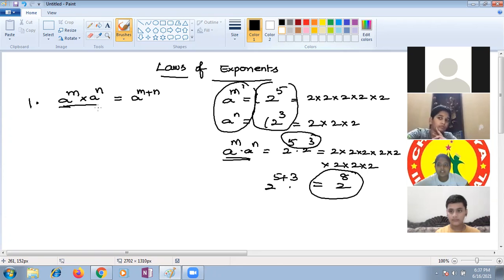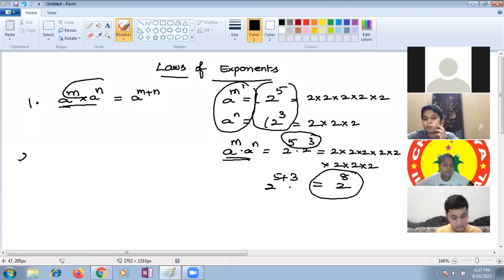So that means if bases are same in multiplication, we can add powers. That is the point you are supposed to remember. That is one law of exponent: a power m multiplied with a power n is nothing but a power m plus n. In multiplication, bases are same, we are adding powers.